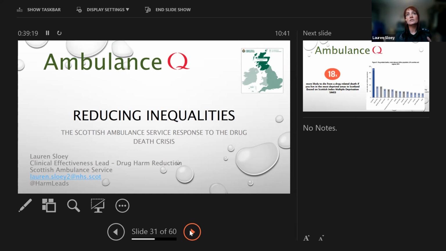And I'd just like to note that our appointment to the ambulance service, albeit individuals not from the ambulance service originally, really is a measure of the commitment of the ambulance service to reducing the inequalities that we see marked within drug deaths. Just on the bottom left there is HarmLeads Twitter, that's the team's Twitter if you do want to communicate with any one of us from a national perspective. Can you pop on to the next slide, please, Andrew?